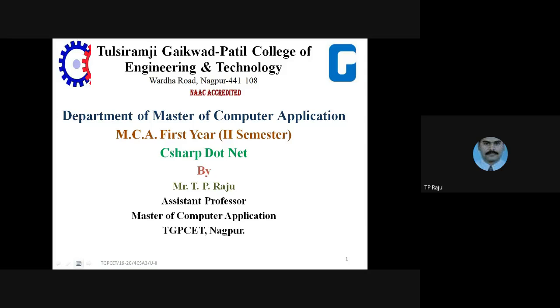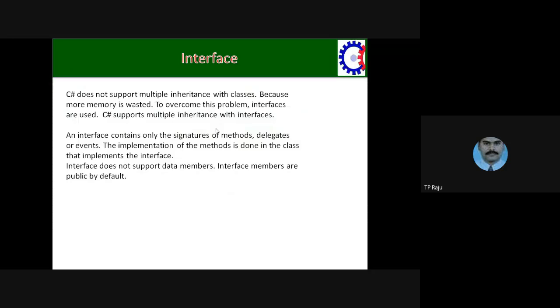Okay, today we are going to see the topic interface. Normally in C#.NET, there is no multiple inheritance concept with classes. Means in C#.NET you cannot inherit multiple classes to make multiple inheritance. That's why interfaces are introduced.